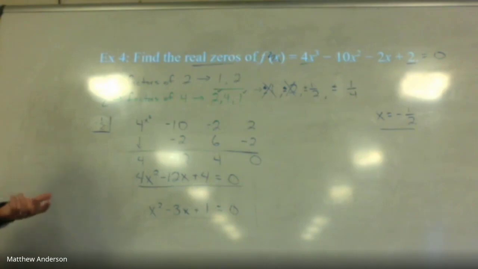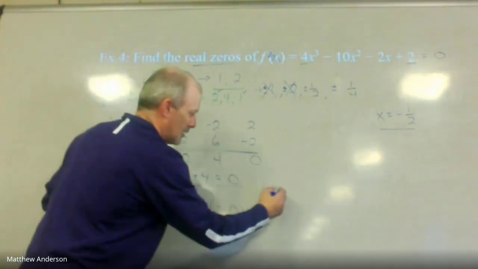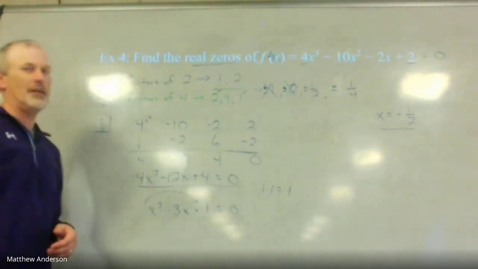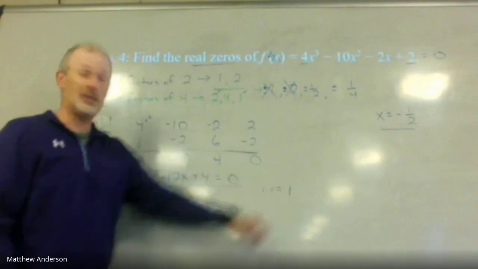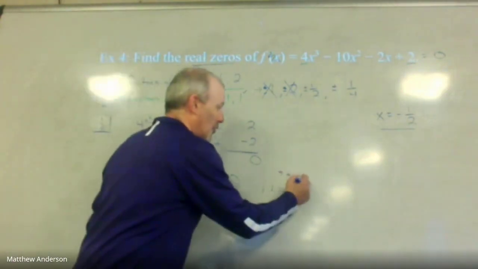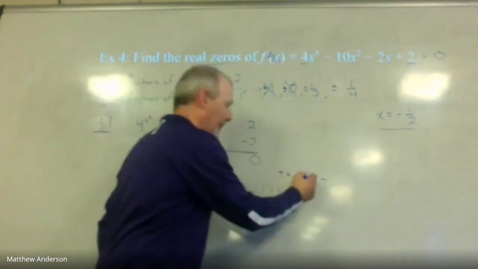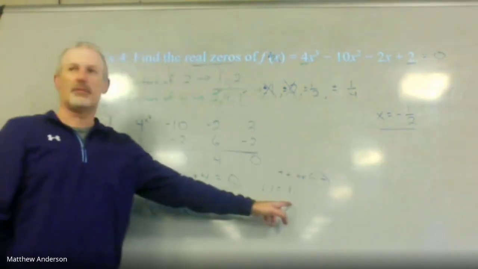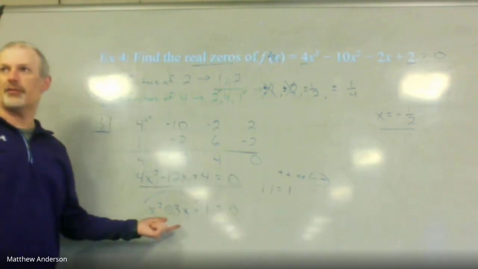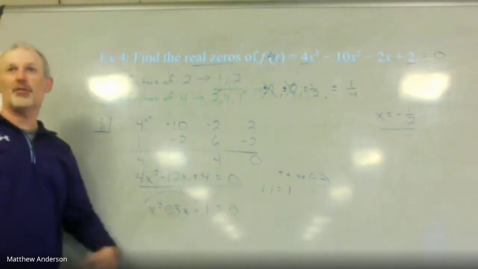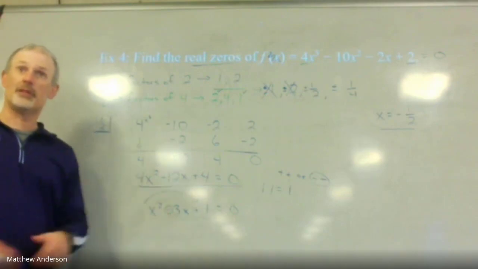So now we could try to factor. Remember, we take 1 times 1, which equals 1. Since it's a positive, we know our signs are the same. So both positive or both negative. This would tell us they're both negative. But we have a problem. It would be -1 and -1, but that doesn't add up to be -3, right? So if we can't factor it and it's quadratic, we go to the quadratic formula.